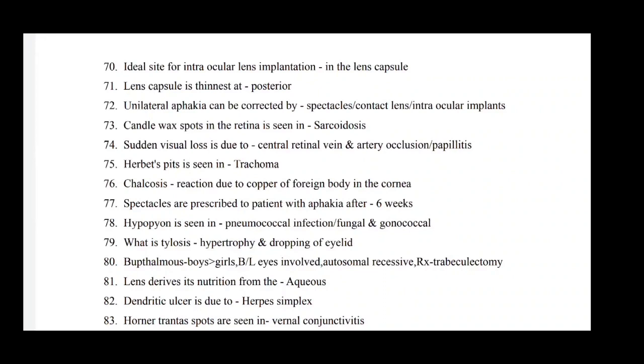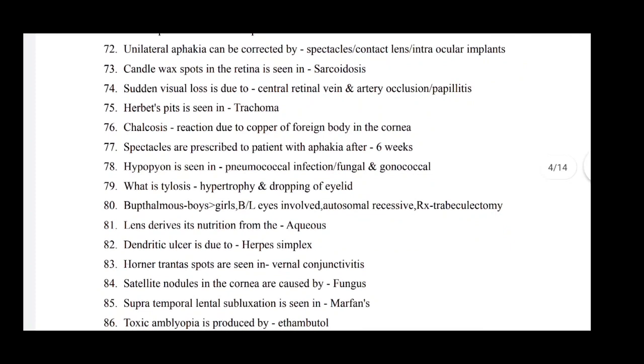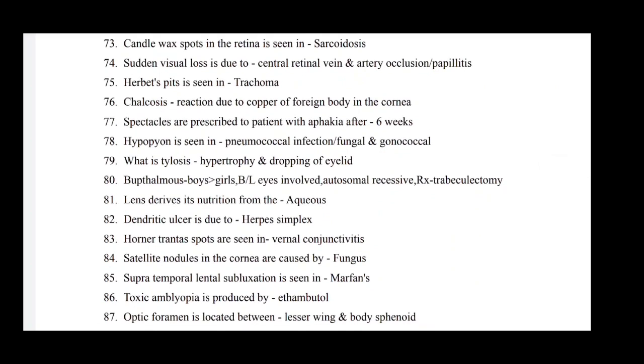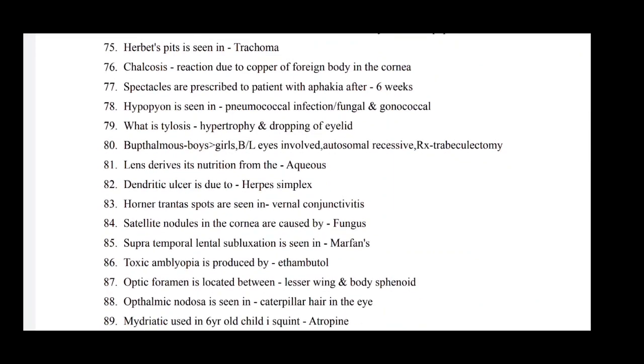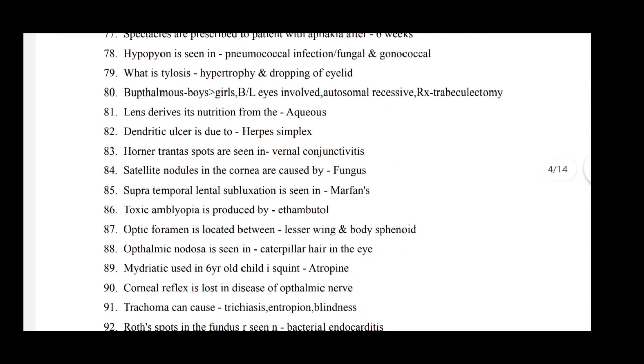Candle wax spots in the retina are seen in sarcoidosis. Sudden visual loss is due to central retinal vein and artery occlusion, papillitis. Herbert's pits are seen in trachoma. Chalcosis is due to a copper foreign body in the cornea. Spectacles are prescribed to patients with aphakia after 6 weeks. Hypopyon is seen in pneumococcal, fungal and gonococcal infection. What is ptosis? Drooping of the eyelid is called ptosis.